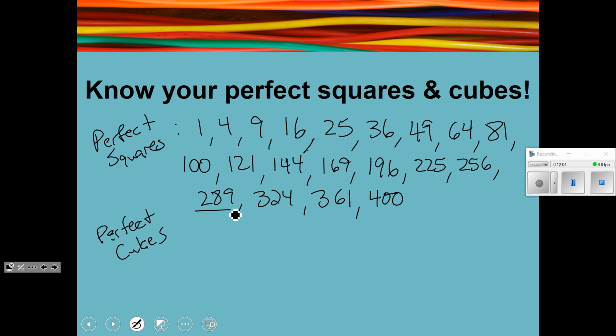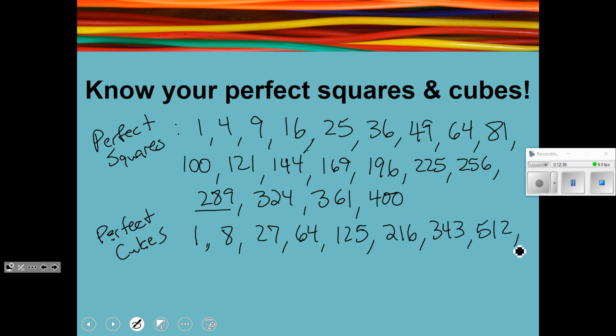Okay? Perfect cubes. 1 to the third power. 2 to the third power. 3 to the third power. 4 to the third power. 5. 6 to the third power, 216. 7, 343. 8 to the third power is 512. 9 to the third power is 729, and 10 to the third power is 1,000.